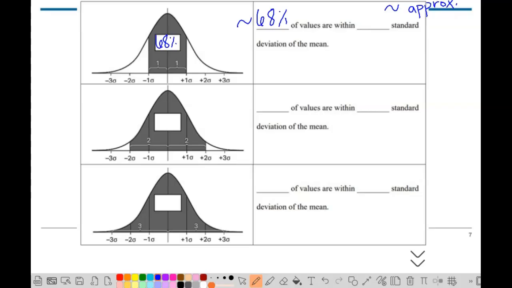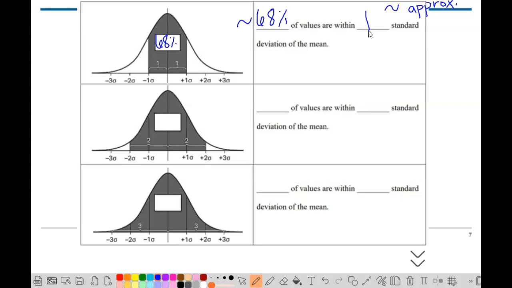Because not everything is exact. There's margin of error. This is one standard deviation from the mean. Did this one show up on your notes? Yeah, the little bracket.